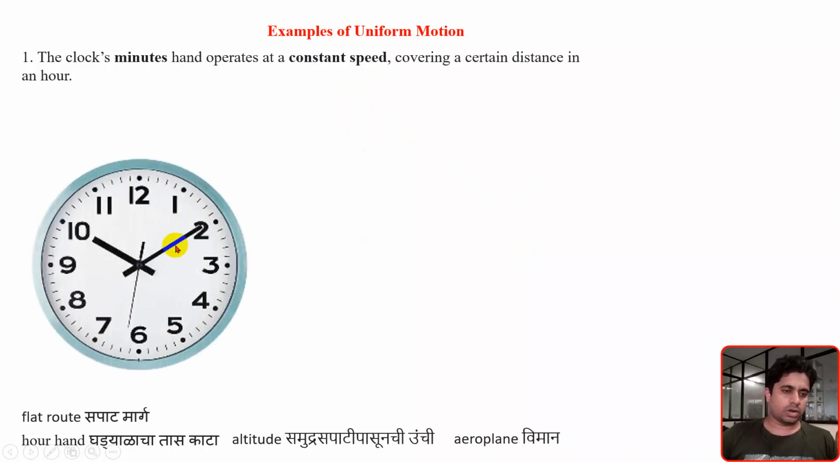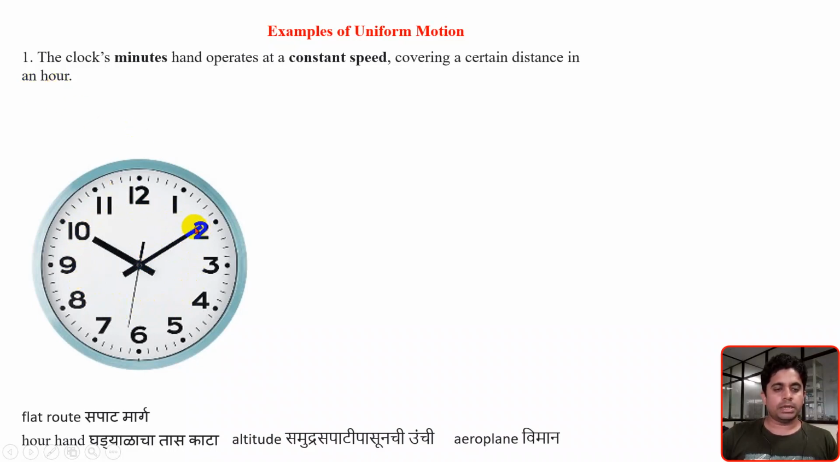If I consider this clock at home on the wall, this minute hand, to complete a duration of 1 hour, will rotate with some constant speed. This minute hand is rotating with a constant speed to complete 1 hour.